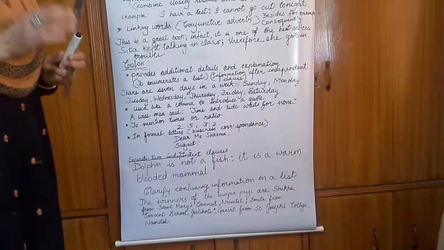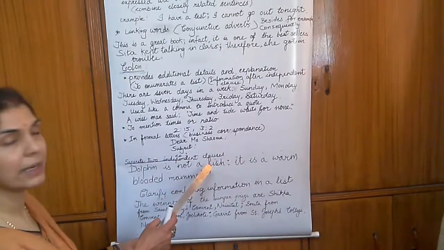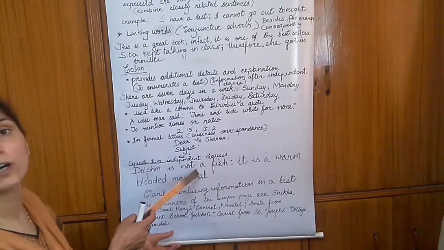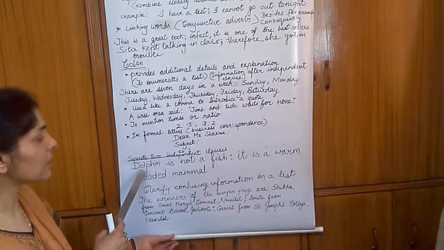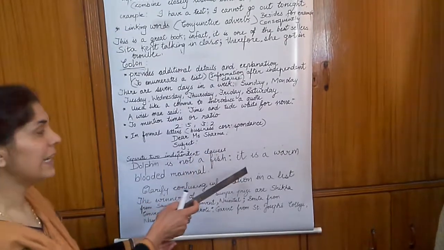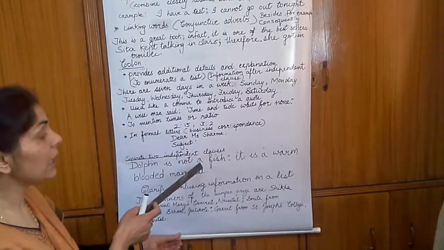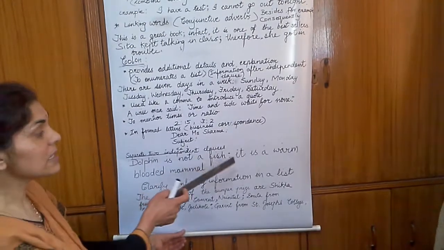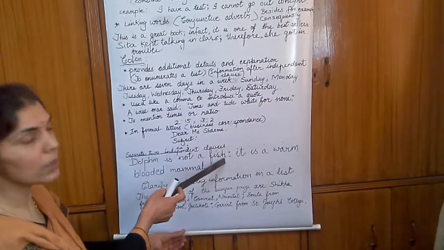Now children, this colon is also used to separate 2 independent clauses. When the second clause is the answer for the first clause, then you should use a colon. Like here I'm reading out this sentence to you. Dolphin is not a fish. What is dolphin then? It is a warm-blooded mammal. So here mainly you will see, if there are 2 independent clauses, and the second clause is the answer of the first clause, then you can use a colon in between.